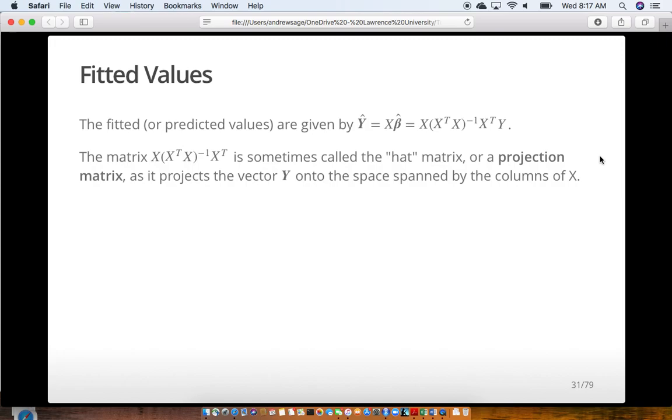Using linear algebra terminology, this matrix projects the vector y onto the space spanned by the columns of X. In essence, this is finding the p-dimensional surface, the p-dimensional plane that is closest to the points in our data set.